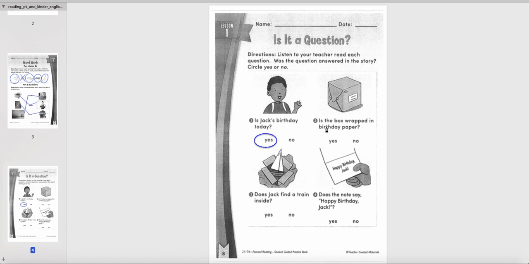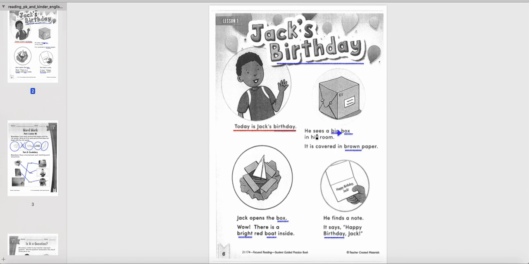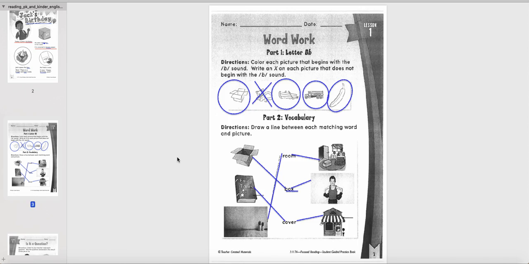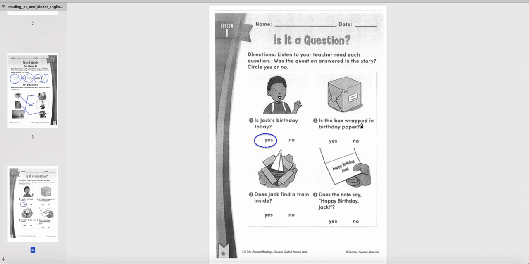So let's look at number 2. Is the box wrapped in birthday paper? Let's go check the story. He sees a big box in his room. It is covered in brown paper. It tells us here brown paper. So let's go back to the question. Is the box wrapped in birthday paper? Circle yes or no. No, good job.